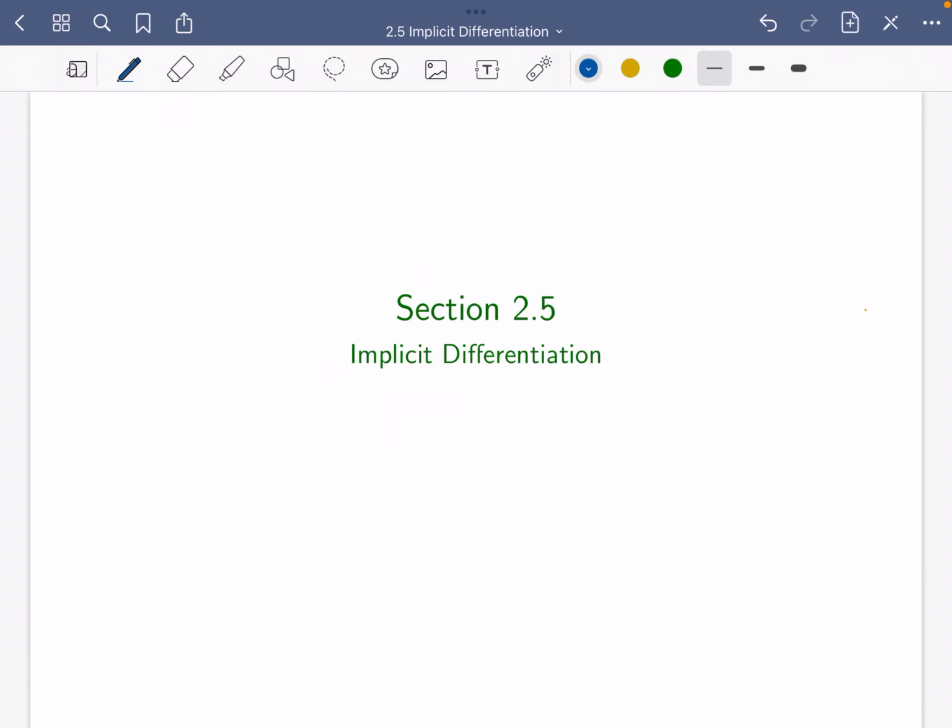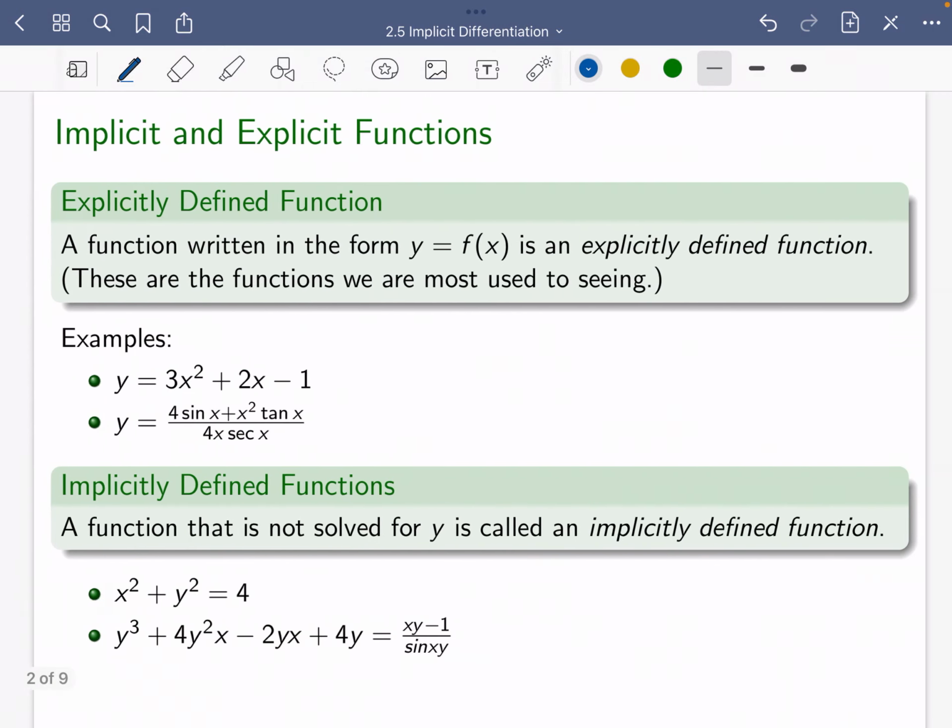In this video, we are going to look at implicit differentiation. In order to look at implicit differentiation, we first need to make sure that we have an understanding of what is meant by an implicit function. So let's first define implicit and explicit functions.